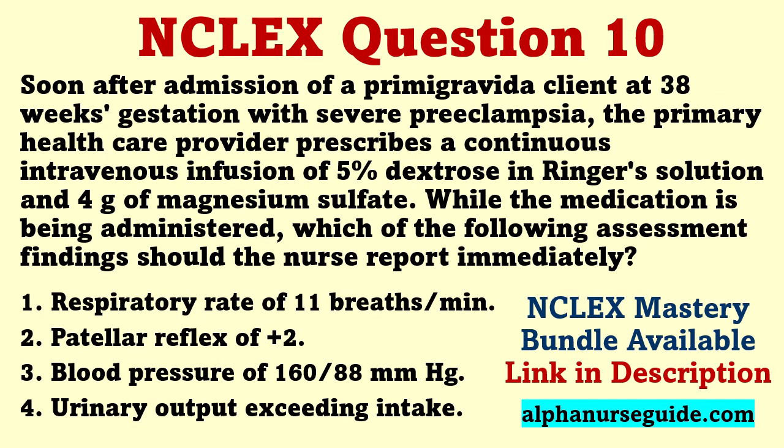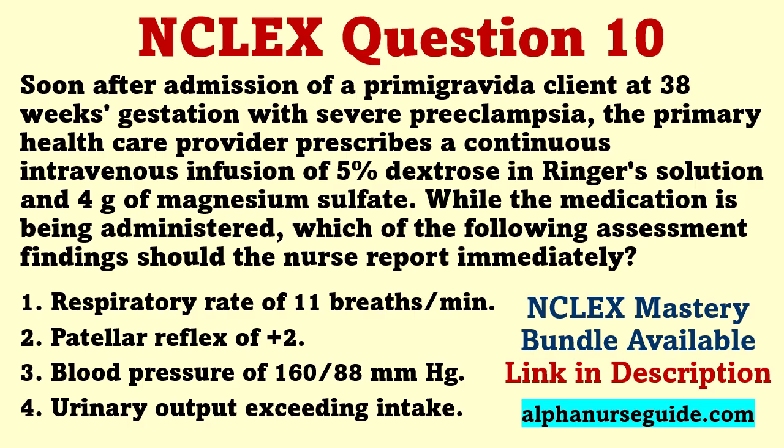Soon after admission of a primigravida client at 38 weeks gestation with severe preeclampsia, the primary healthcare provider prescribes a continuous intravenous infusion of 5% dextrose in Ringer solution and 4 grams of magnesium sulfate. While the medication is being administered, which of the following assessment findings should the nurse report immediately? 1. Respiratory rate of 11 breaths per minute. 2. Patellar reflex of +2. 3. Blood pressure of 160/88. 4. Urinary output exceeding intake.